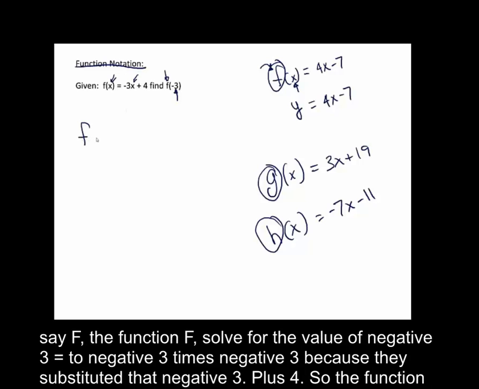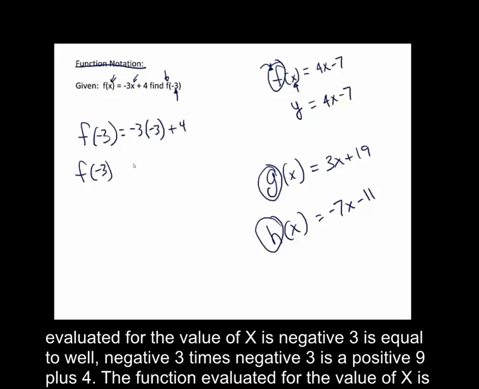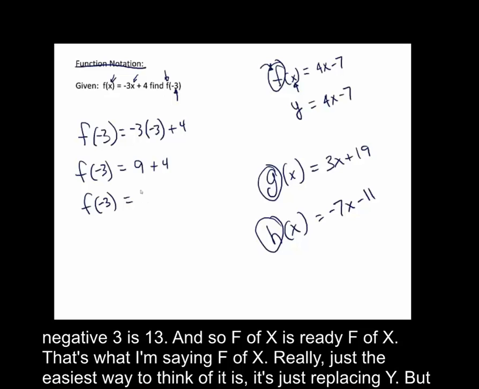What this means is I take that -3 and I plug it in for every x. So I say f, the function f, solve for the value of -3 is equal to -3 times -3, because I substituted that -3 in, plus 4. So the function evaluated for the value x is -3 is equal to, well, -3 times -3 is a positive 9 plus 4. The function evaluated for the value x is -3 is 13. And so f of x is read f of x.